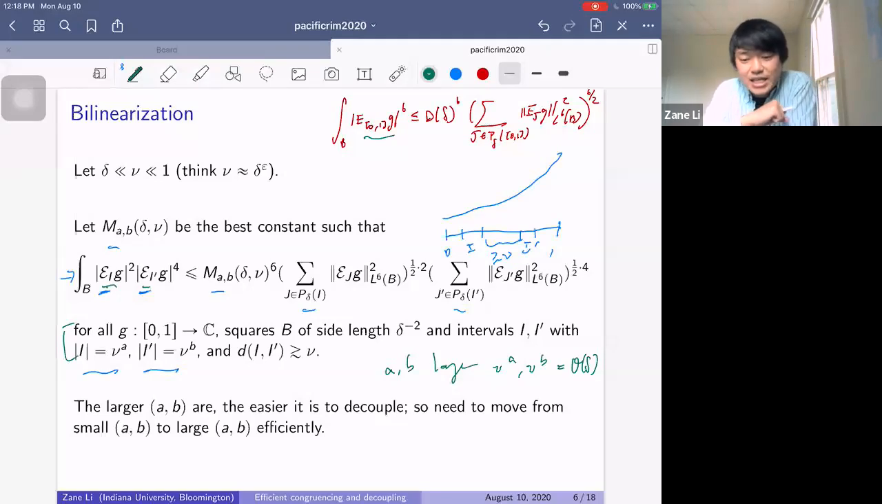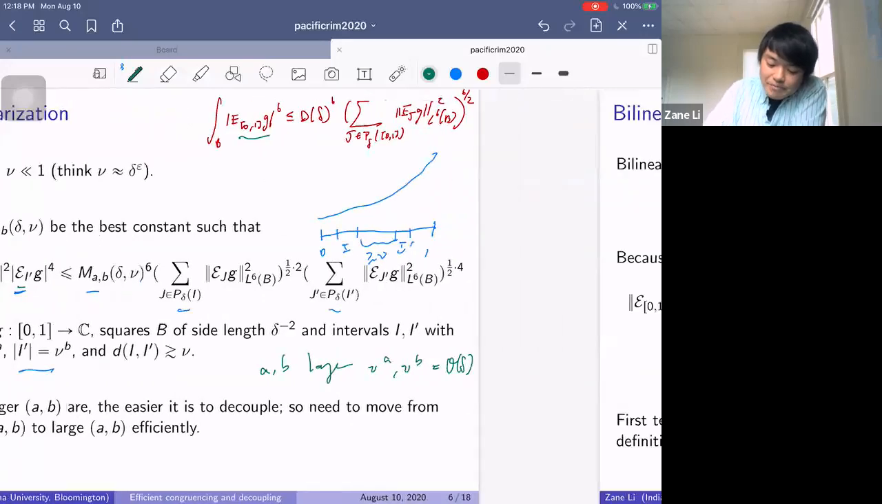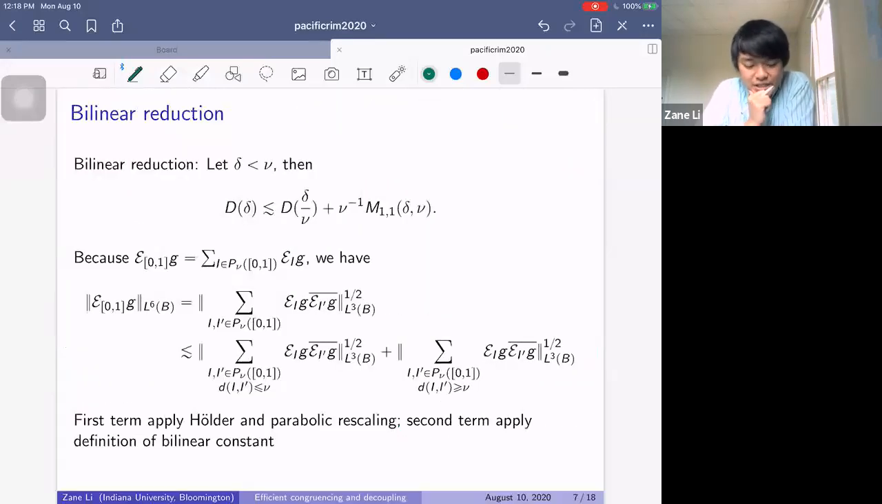The next thing I'm going to do is show you that, to study D of delta, which is our goal, it suffices to just control M_AB accurately. This is known as the bilinear reduction. Because it's a bilinear argument, all you need is Holder, rather than the Bourgain-Demeter-Guth argument or the broad-narrow decomposition. So we have the following application of Holder essentially.